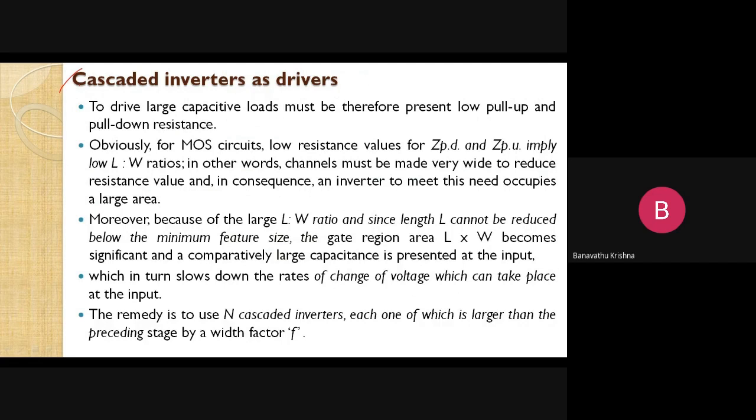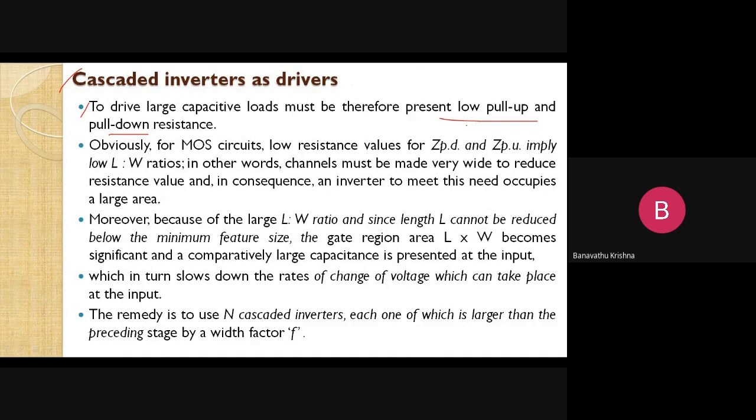Those problems can be overcome by using some techniques. Out of these techniques, the one I am going to discuss is cascaded inverters as drivers. Okay. The first point: to drive large capacity loads must therefore present low pull up and pull down resistances. As I told you in the first slide, to drive the large capacity loads such as off-chip loads, we want to maintain a low resistance path across on chip and off chip, right?